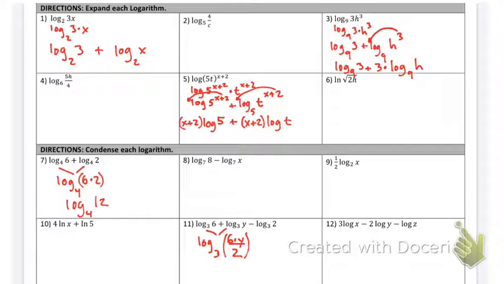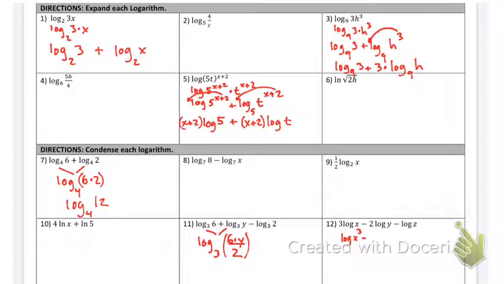So before we do all that, the first thing I like to do is anything that multiplies in front of the log turns into the exponent. So I'm going to rewrite this first. So it's going to turn into log base 10 x to the third.